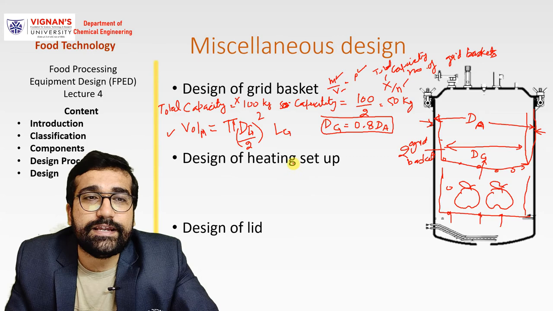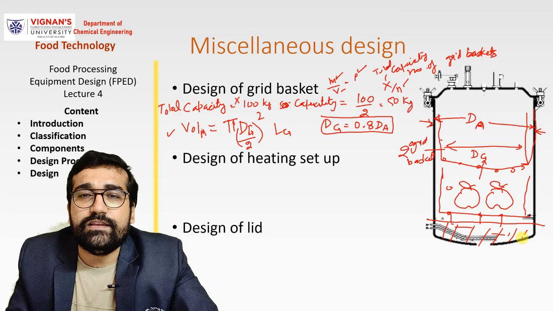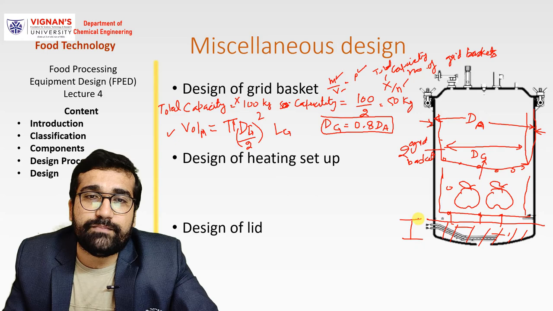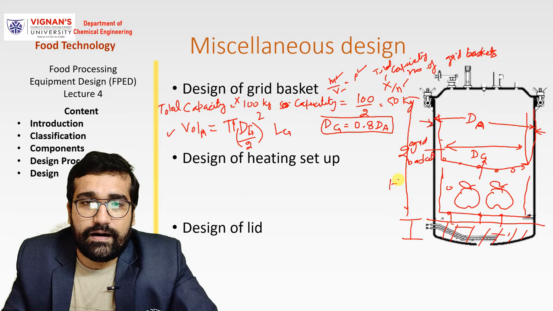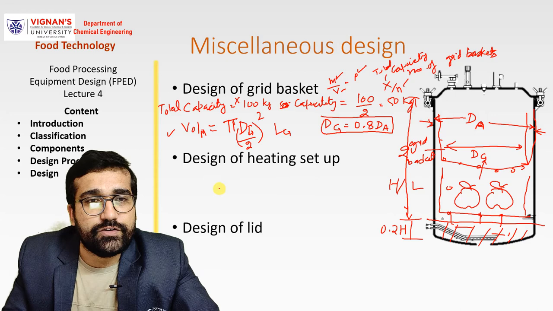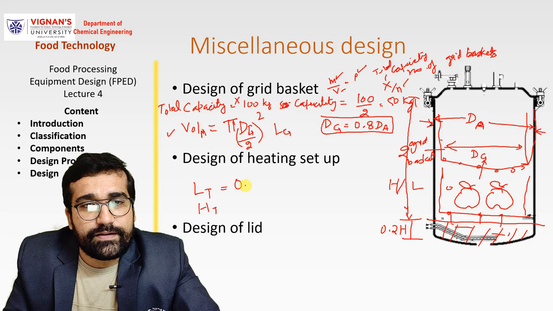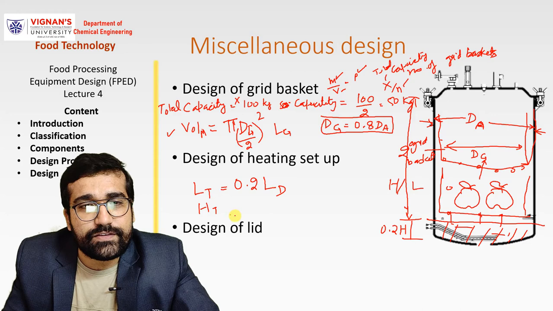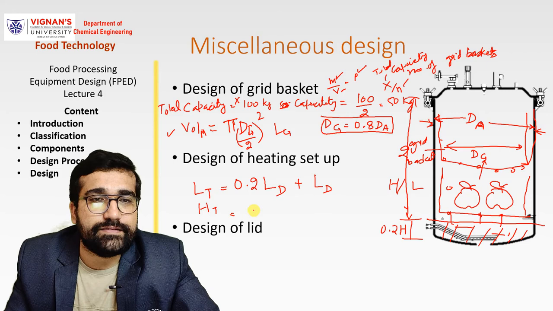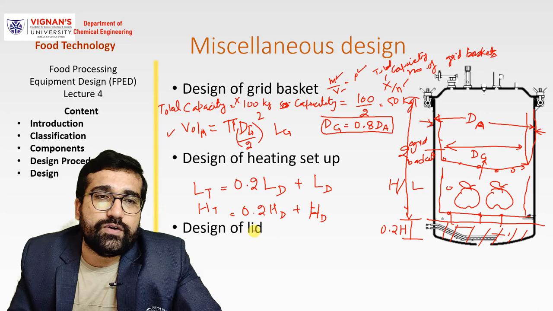heating, or design of the heating setup. As we know, this much area we need to design the heating setup, in which our heating mantle and water will come. So for designing, we should keep some length. This is the height or length L for the autoclave. So we keep it as 0.2 times of H. So the total height will be 0.2 of the designed length plus the designed length, so 0.2 HD plus HD, or 1.2 times HD.